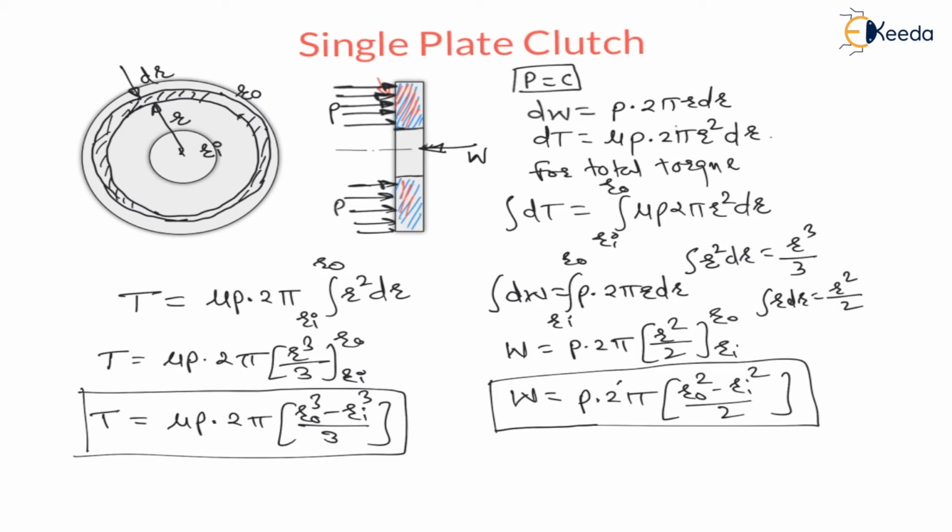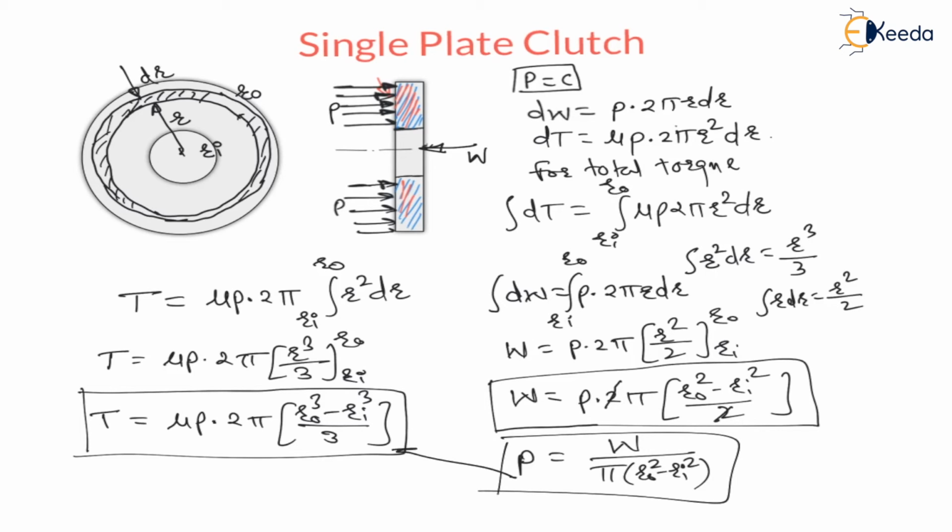Now here in the numerator 2 and in the denominator 2, the 2 will get cancelled, and if I derive for P, pressure is equal to W divided by pi into Ro square minus Ri square, which is nothing but the projected area. This pi into Ro square minus Ri square is the projected area of this ring, or the cross section area of this total disc, right? This will be the pressure. Now put this pressure in the torque equation.